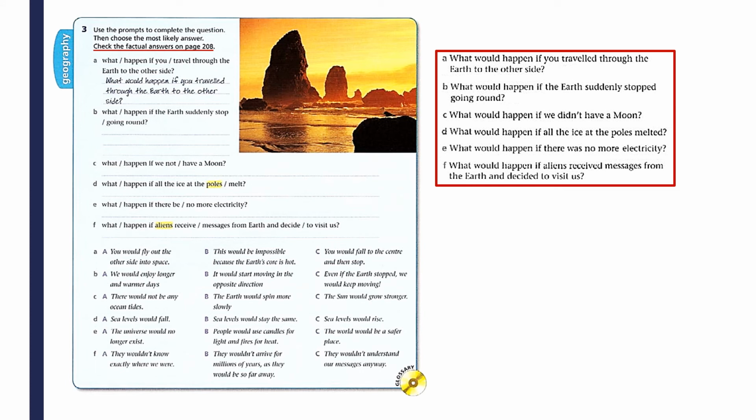This part requires a little bit of previous knowledge about the world. For example, in question 3b, you have to know that the Earth is going round, and now you are asked to write a question that asks the opposite. You are suggesting something that is different from reality. That is a hypothesis, or we can call it an imaginary situation. So we use the past tense and would to describe it, also known as the second conditional.